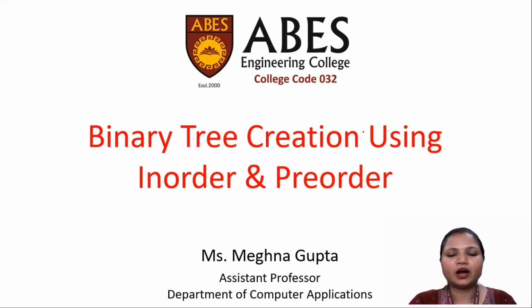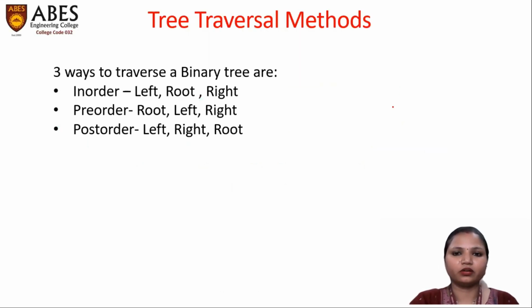Today we are going to learn how to create a binary tree using Inorder and Preorder traversal. As we all know, there are three ways to traverse a binary tree: Inorder, Preorder, and Postorder. In inorder, we will traverse the left subtree, then the root node, and then the right subtree. Similarly, in preorder, we will traverse the root node first, and then the left subtree, and then the right subtree. Same for postorder, we will first traverse the left subtree, then the right subtree, and then the root node.